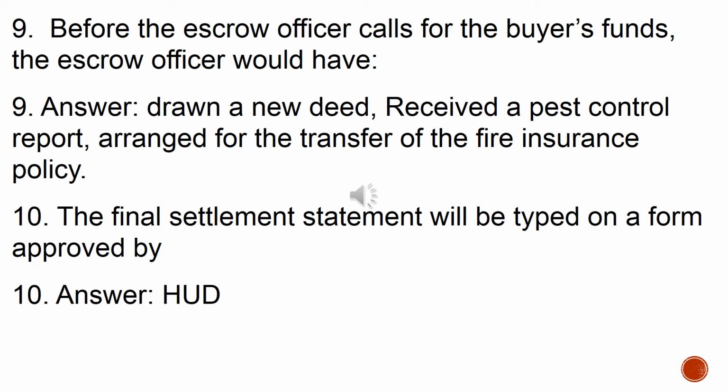Question number 9. Before the escrow officer calls for the buyer's funds, the escrow officer would have answer, drawn a new deed, received a pest control report, arranged for the transfer of fire insurance policy. Question number 10. The final settlement statement will be typed on a form approved by answer, HUD.